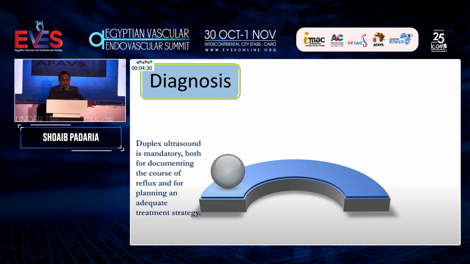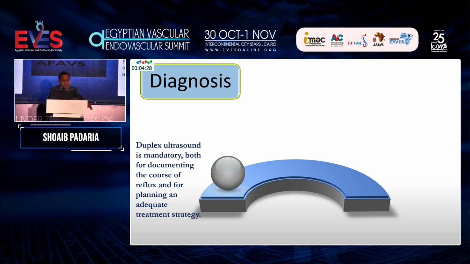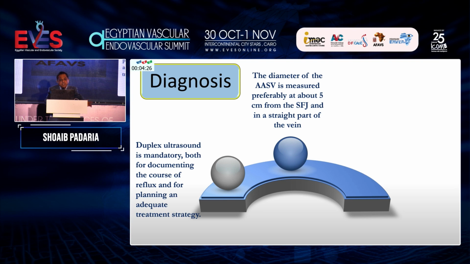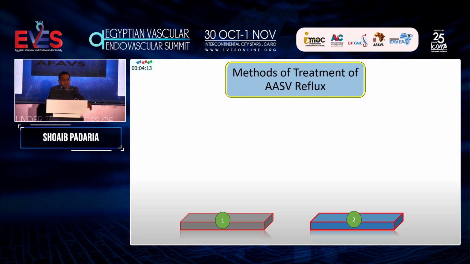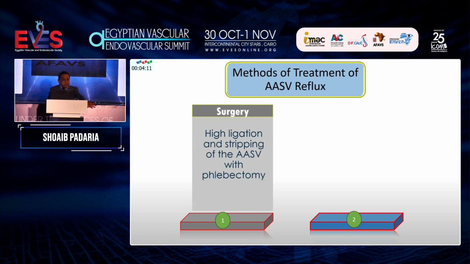How do you diagnose the reflux? Of course, Doppler ultrasound is mandatory. The diameter of the AASV is measured preferably about 5 centimeters from the SF junction and in the straight part of the vein. A focal dilatation exceeding 20 millimeters of this vein is called an aneurysm. The treatment of an AASV is standard, like you would treat any other vein.